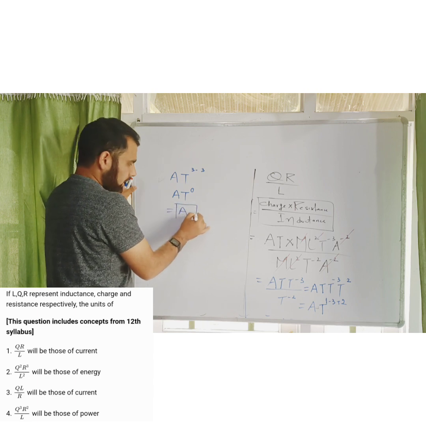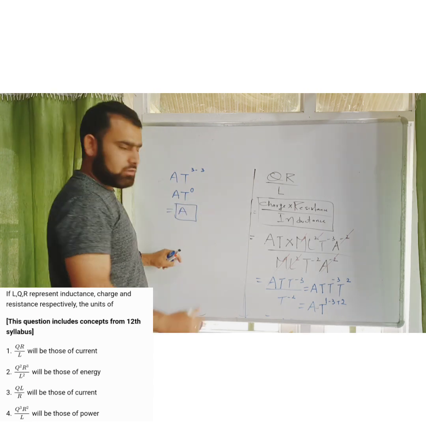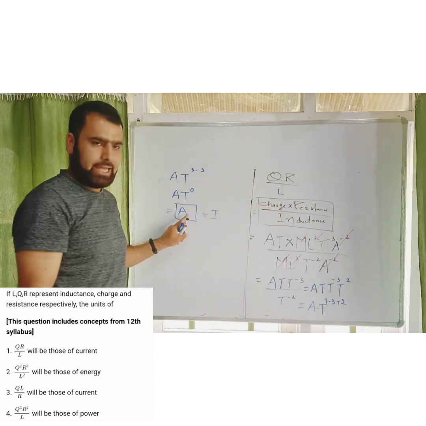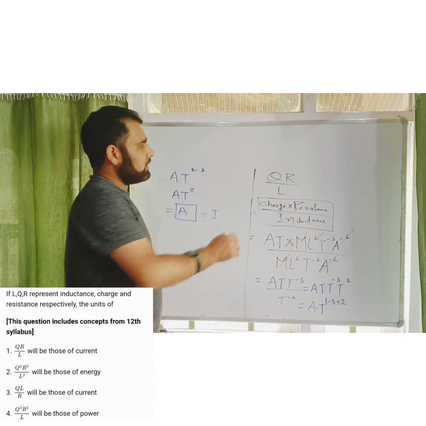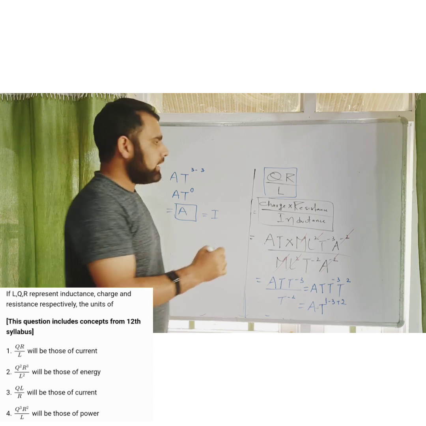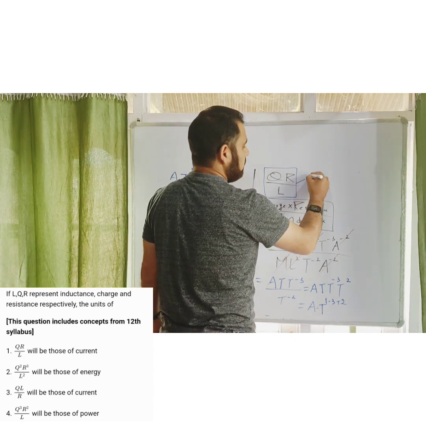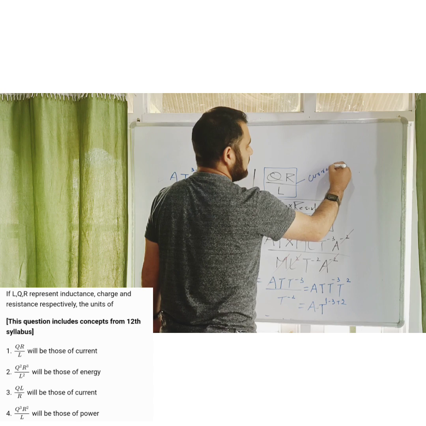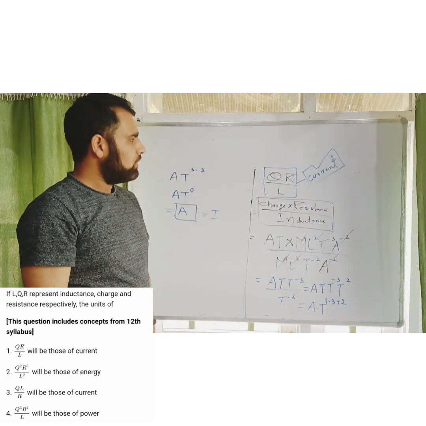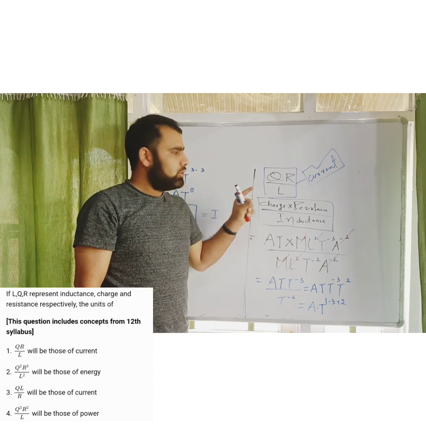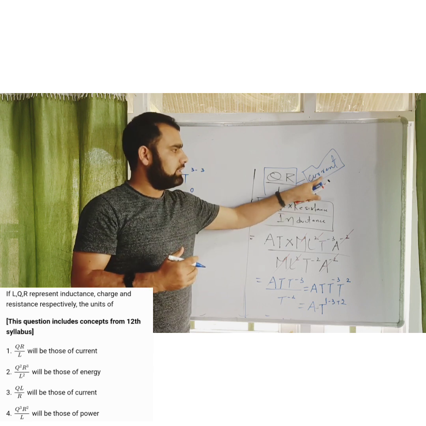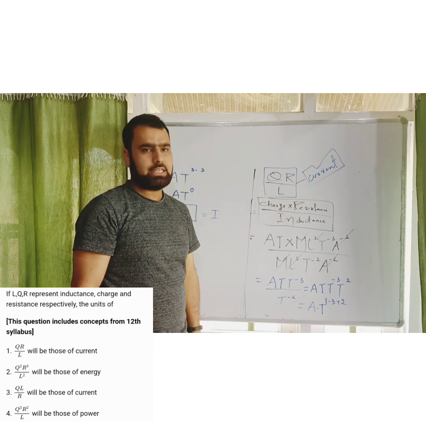And you know A is the dimensional formula of current. So current is represented by the letter A dimensionally. Therefore, this ratio QR by L has a unit similar to that of the current. So this represents the current simply. So according to the question, the unit of QR by L is similar to that of the current. So this option is the correct option.